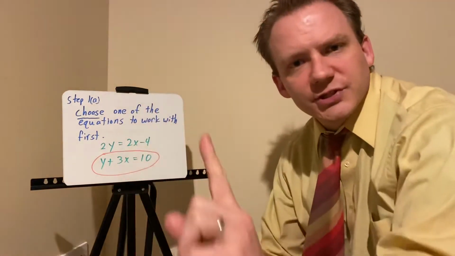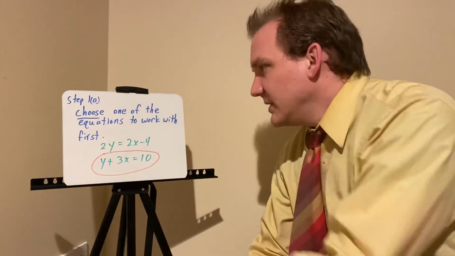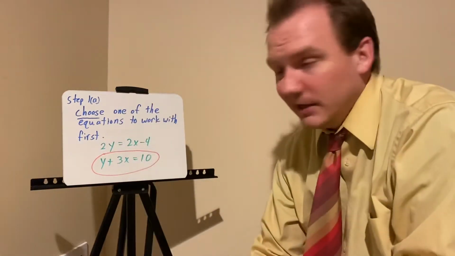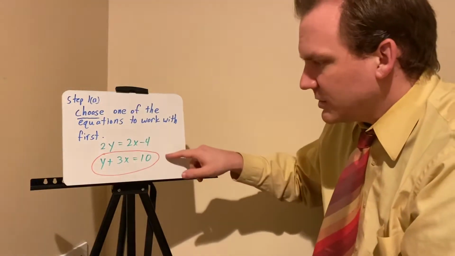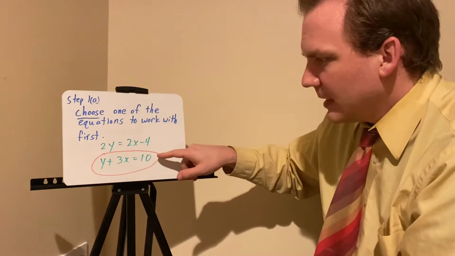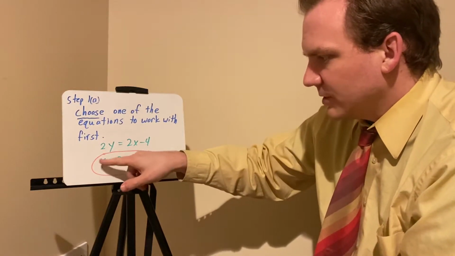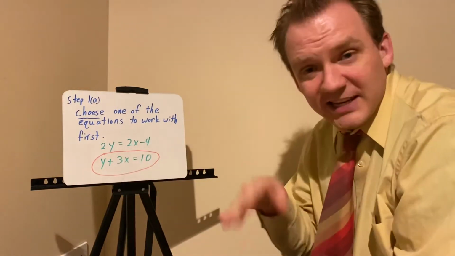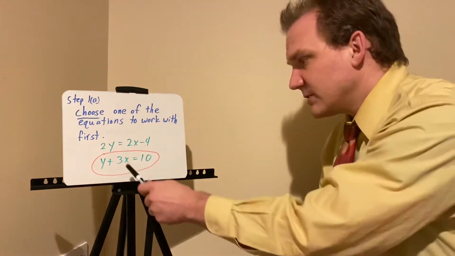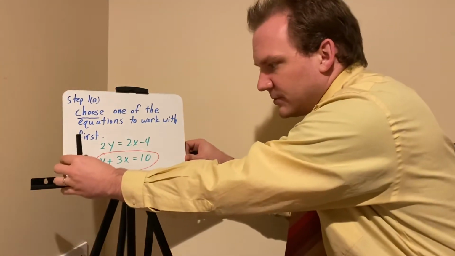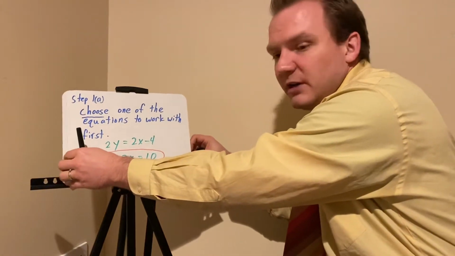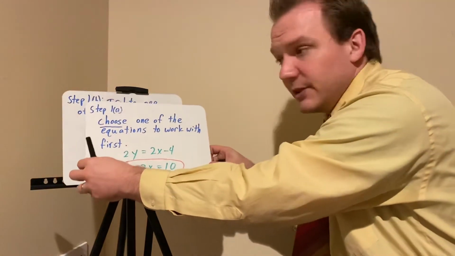The first step is going to be step 1. We're going to call it step 1A. Choose one of the equations to work with first. So here's my system of equations in green. I picked this one because I saw the y had no coefficient, so I thought it would be easiest to work with first. So that's why I picked this equation to work with first. y plus 3x equals 10. We're trying to figure out when these two equations equal each other.